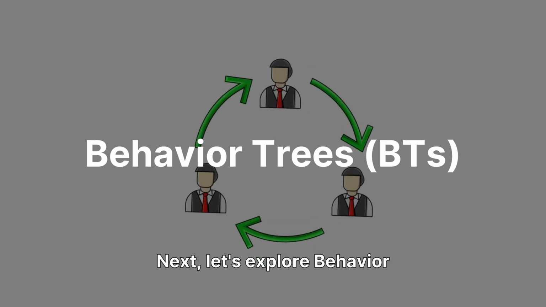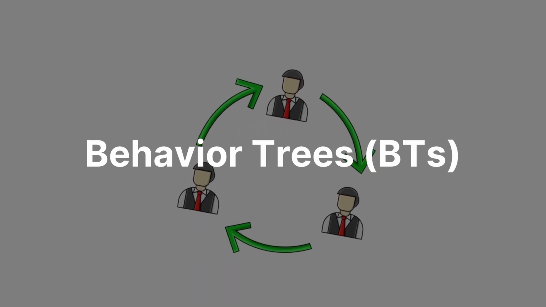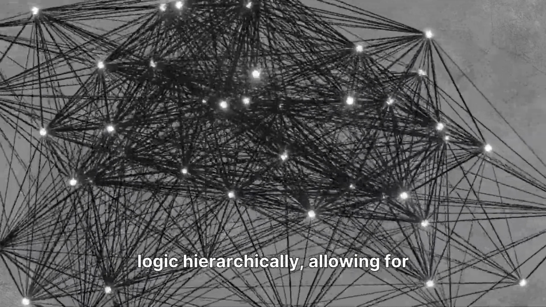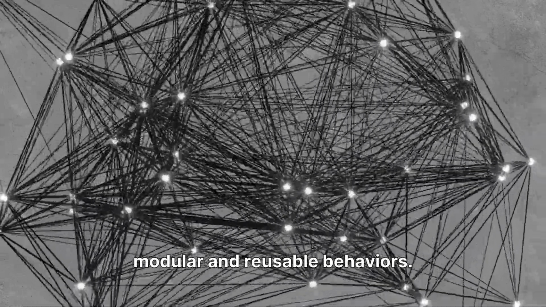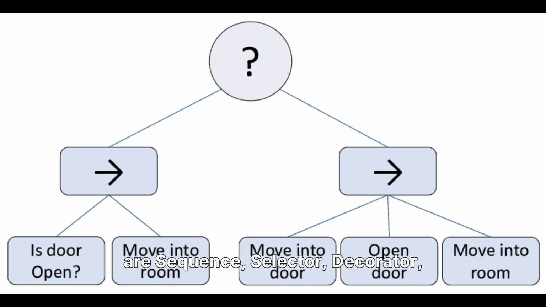Next, let's explore behavior trees, a more scalable alternative for complex AI. Behavior trees organize AI logic hierarchically, allowing for modular and reusable behaviors. They execute tasks by traversing a tree structure, evaluating nodes from top to bottom. The main node types are sequence, selector, decorator, and leaf nodes.